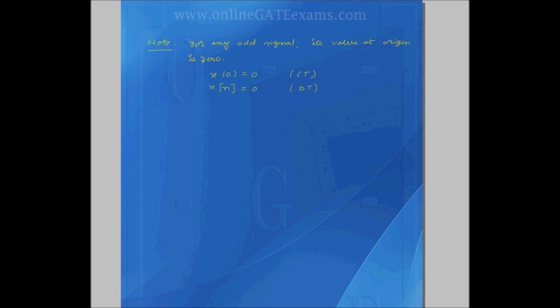Provided the signal x(t) or x[n] is odd. That is, if x(t) is odd, x(0) equal to 0, or if x[n] is odd, then we say x[n] is equal to −x[−n]. That is important.